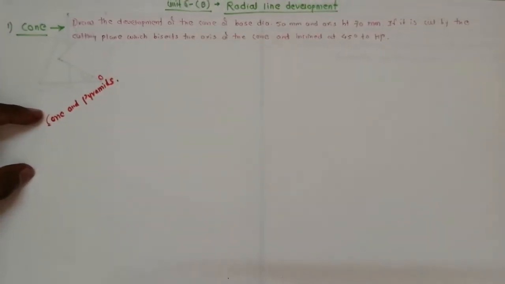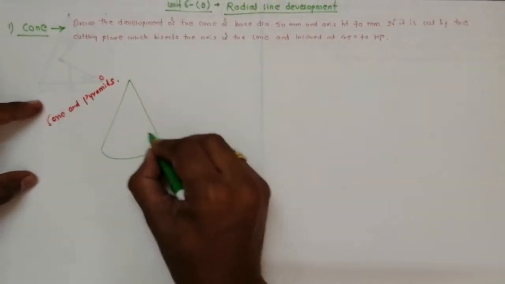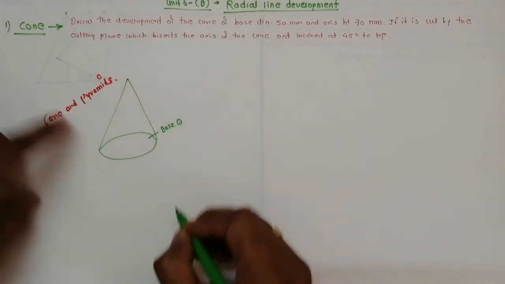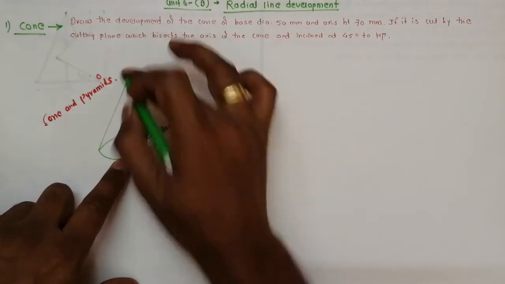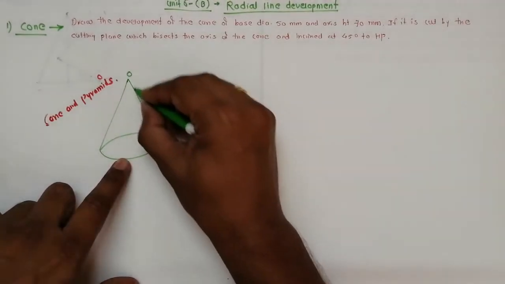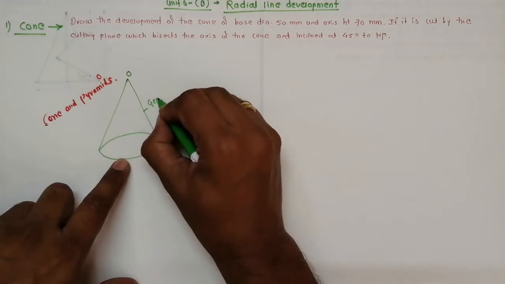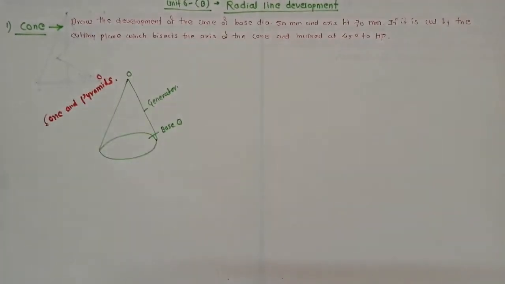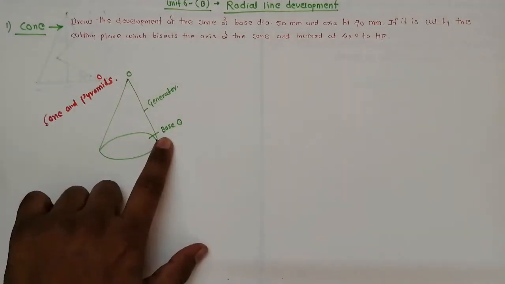Now this cone is something like an ice cream cone, which has a base circle. It has only one circle here, and it has the apex, that is O. The line joining the apex with the points on the base circle is called the generator in the case of the cone. This nomenclature is very important for the cone, where the bottom circle of the cone is called the base circle.